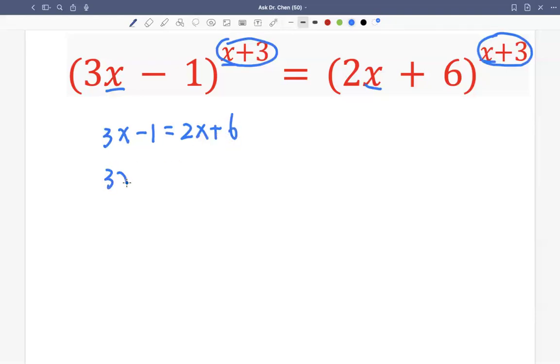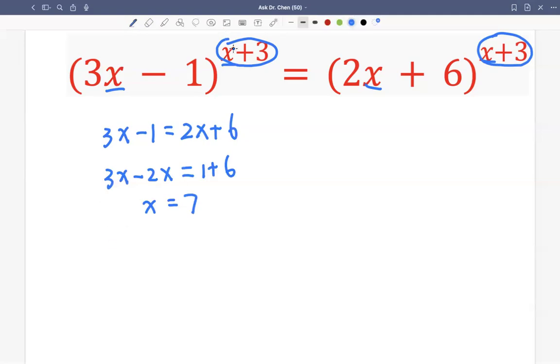So we combine like terms. We move positive 2x to the other side, becomes negative. We move negative 1 to the right-hand side, becomes positive. So now 3x minus 2x, that's 1x. We don't need to write a 1x, but if you want to, that's fine. And 1 plus 6, that's 7. So one solution is x equals 7.